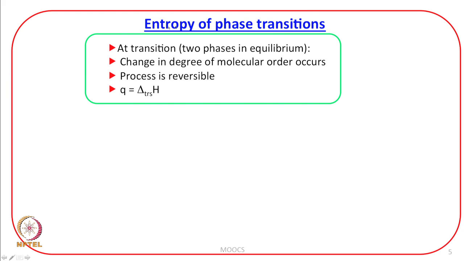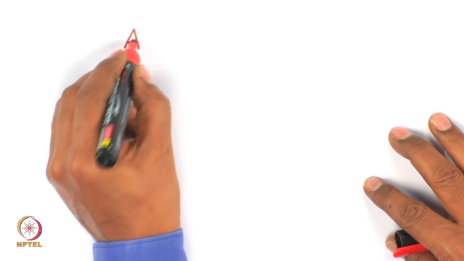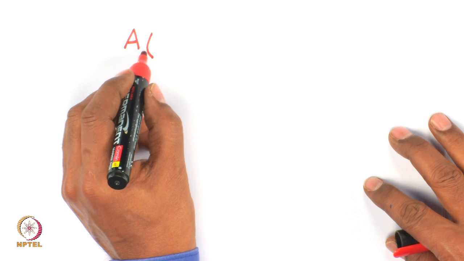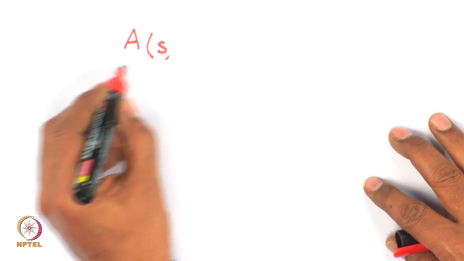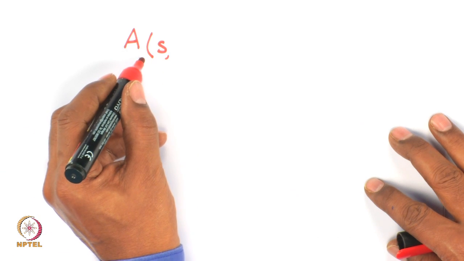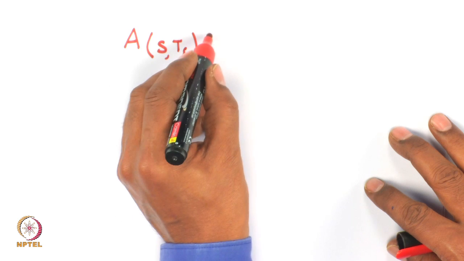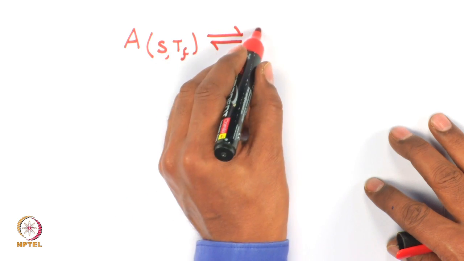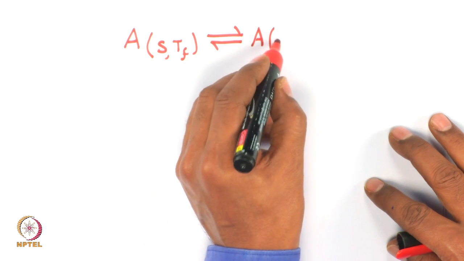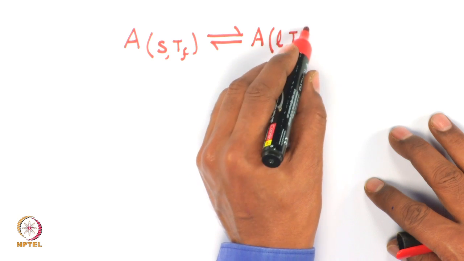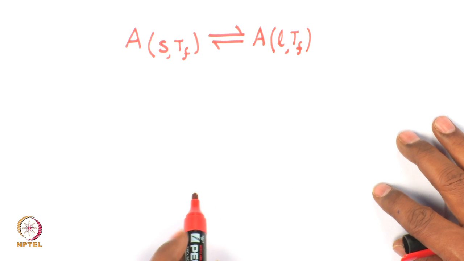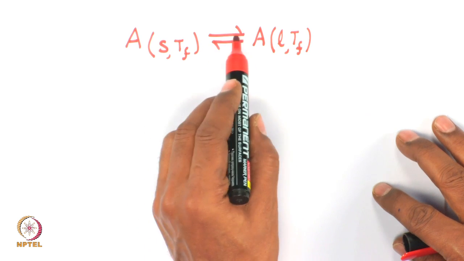And as we can see in the slide, at transition the two phases are in equilibrium. That means, if I talk about any substance A in the solid form at, let us say, its freezing temperature, and it melts, A goes to liquid form at the freezing temperature, this is a phase transition. And phase transition is a reversible process.